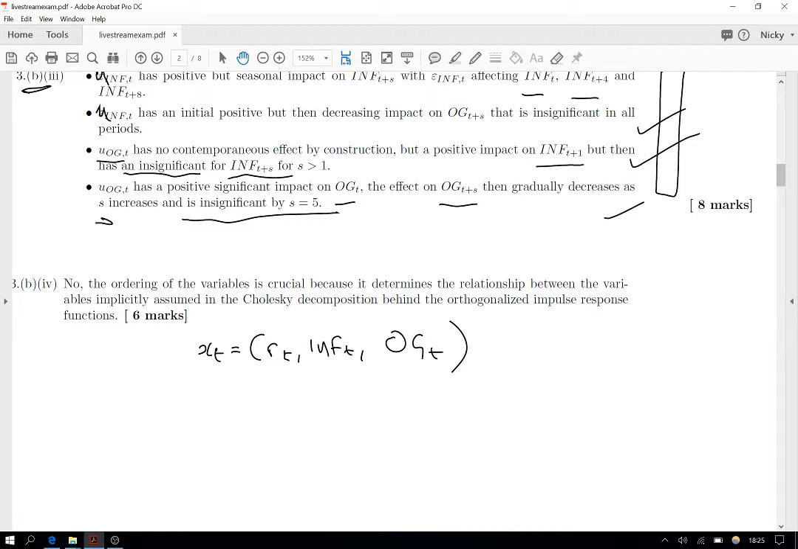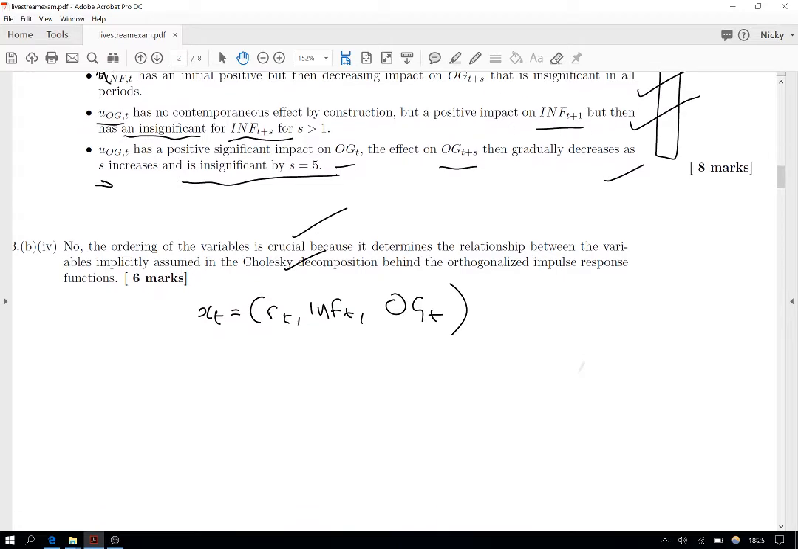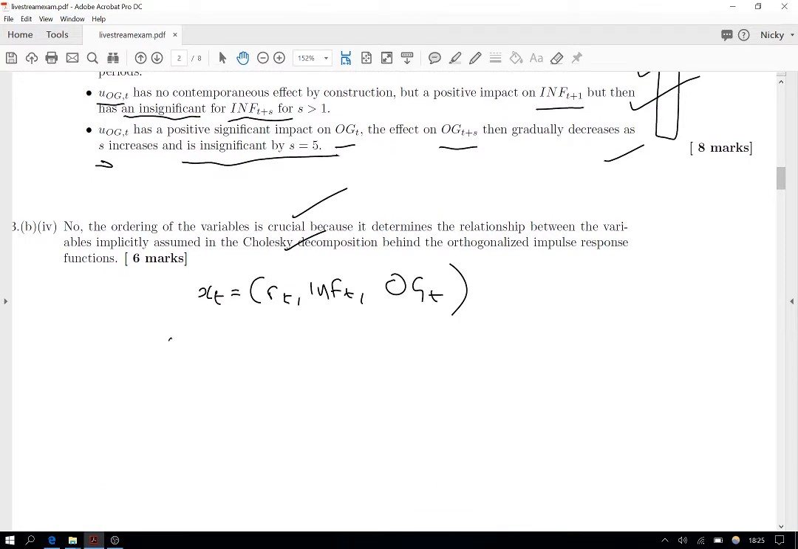So we've now completely changed the ordering. The ordering of variables is crucial because it determines the relationship between the variables implicitly assumed in the Cholesky decomposition. Again, you'd be expected to note that this is a crucial feature. And you can also write it out when you see, for example, something like this.